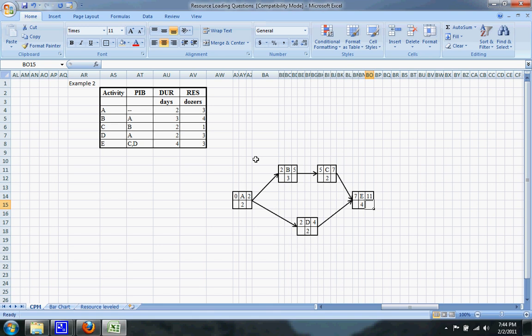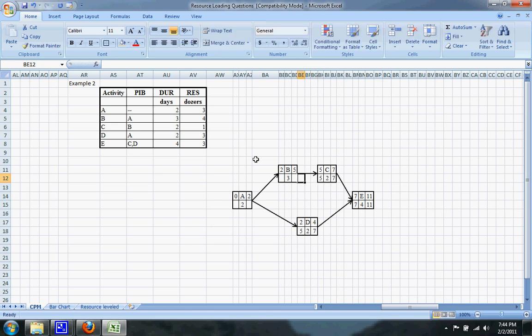Going on the backwards pass, without delaying the project, the late finish of E is on the 11th day also, which means that the late start is on the 7th day. So the latest that C and D can finish is on the 7th day, which means the late start for D is going to be on the 5th day. And the late start for C is also going to be on the 5th day.